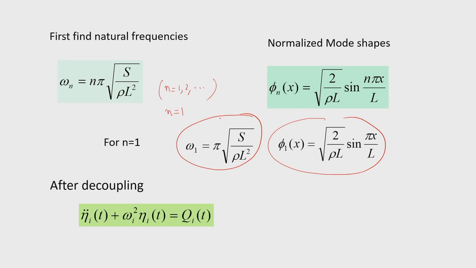Now after decoupling that we have seen earlier, we get the equation only for the first mode as eta 1 double dot plus omega 1 square eta 1 equal to Q1(t). Now Q1(t) is the generalized force in the ith mode. So Q1 is the generalized force in the first mode.